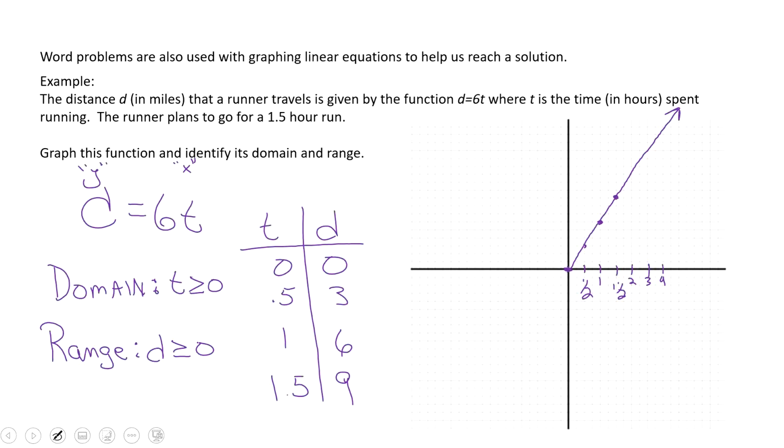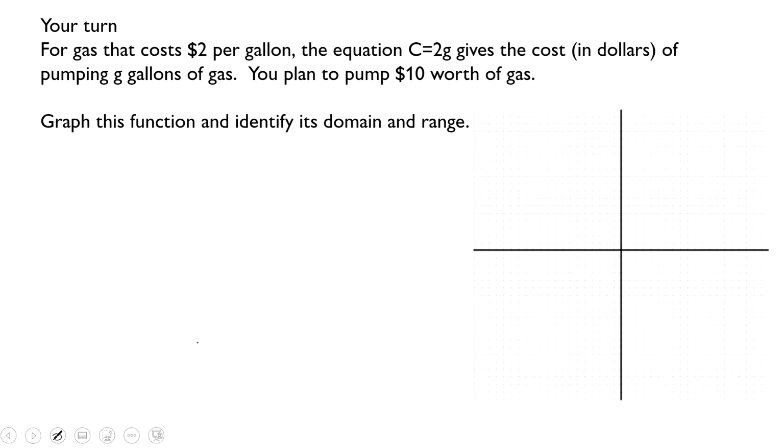Okay. Here's an example for you to work through. Again, you're going to create a table, you're going to graph the points, and then you're going to determine what the domains and ranges are to kind of come down with what we're looking at.